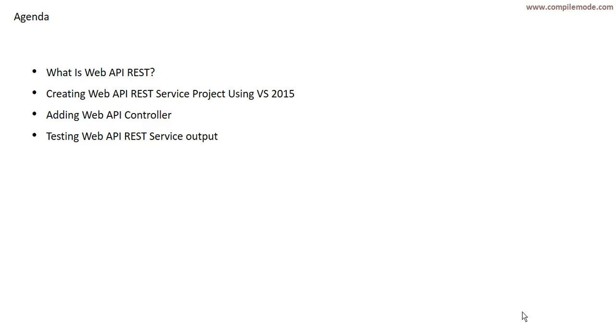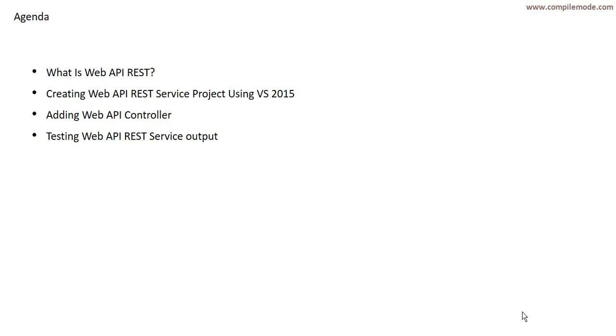I have set some agenda. Basically, I have not covered any theoretical part in my videos, but still, to differentiate between Web API REST service and WCF REST service, I am just trying to give an overview of these points. In a later video, we will learn the difference between Web API REST service and WCF REST service. Today's agenda is: what is Web API REST service, how to create a Web API REST service using Visual Studio 2015, adding a Web API controller, and testing the Web API service output on the browser as well as some REST clients.